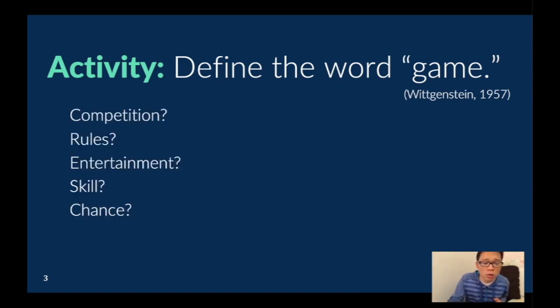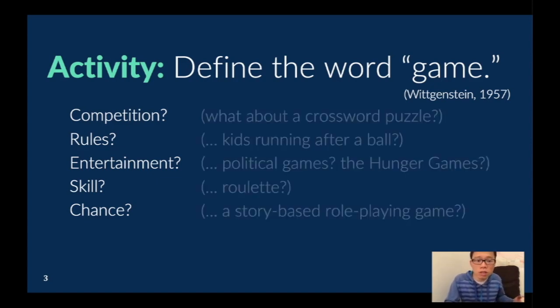Okay, so maybe you came up with something like it involves some competition, some rules, some entertainment, some skill or some chance. These are all things that you might say are related to the word game, right? But there are counterexamples. If you say a game has to have competition, well, what about a crossword puzzle? You're not competing against somebody when you're playing a crossword puzzle game. What about rules? Well, if you're just kids running after a ball, there's not really rules to the running after the ball. It's just a game, you're playing it.